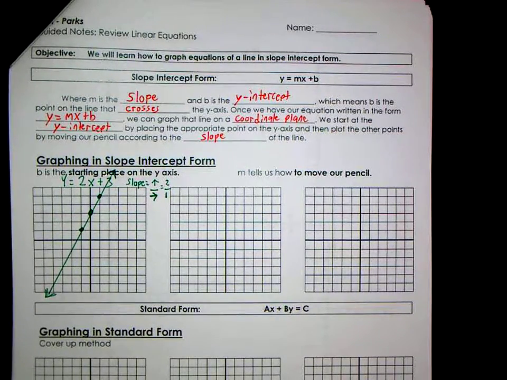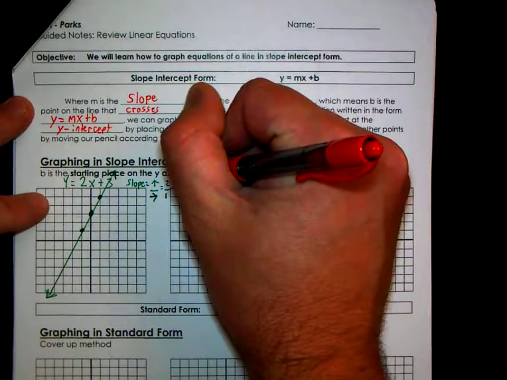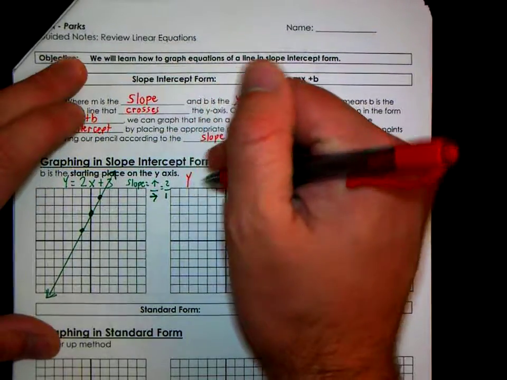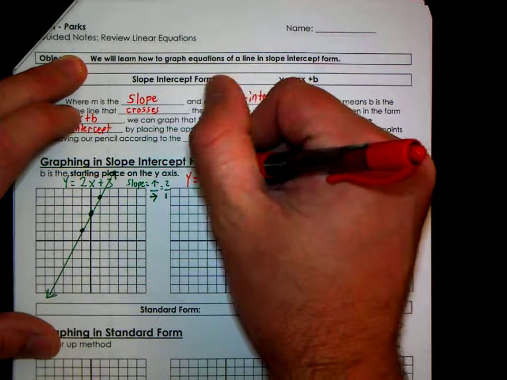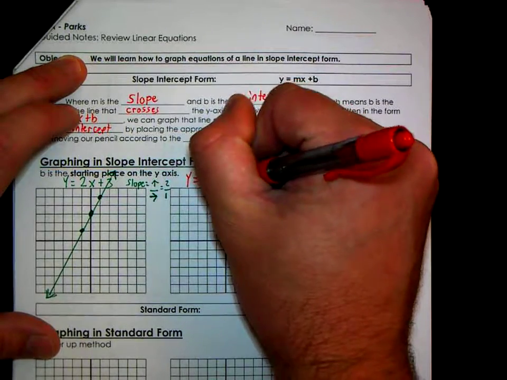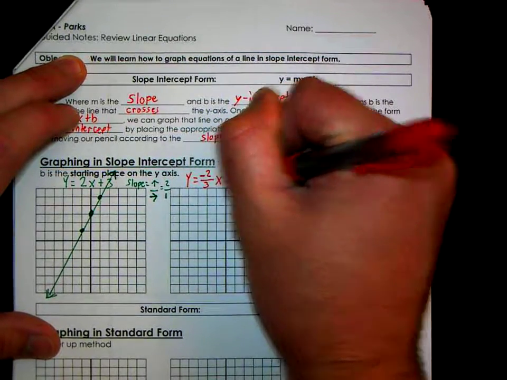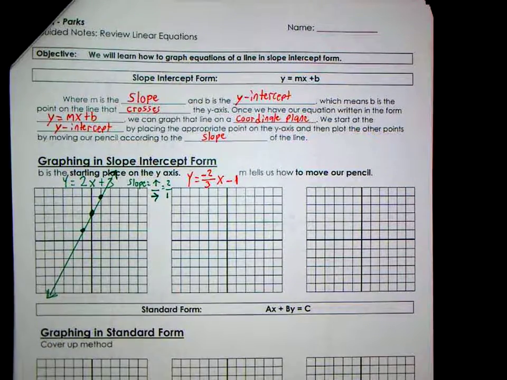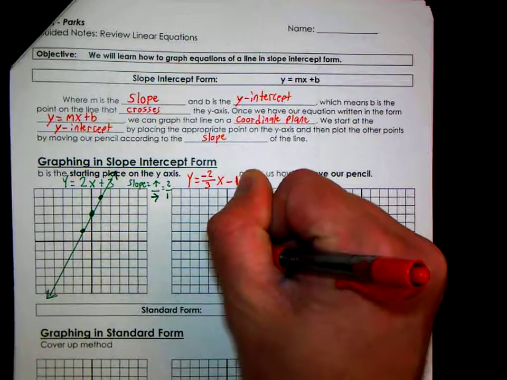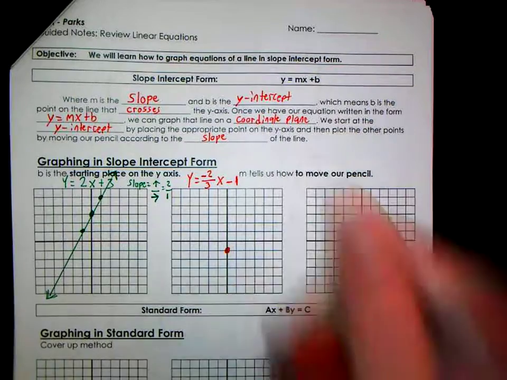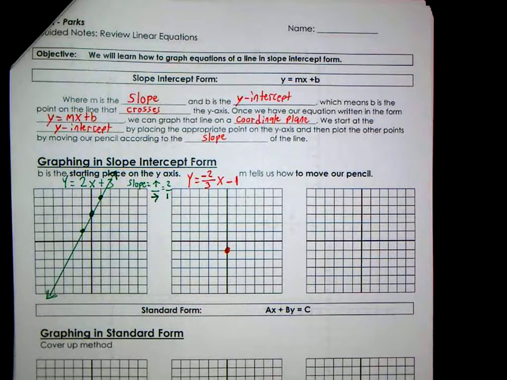Now, a new one. Let's show an example of a negative slope. It's already in slope-intercept form. Slope is negative 2/3, y-intercept is negative 1. So I go to negative 1, right there, y-intercept on the y-axis.